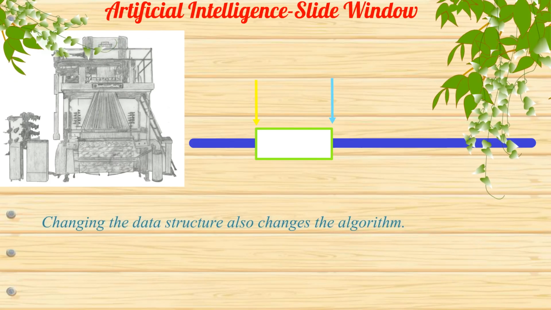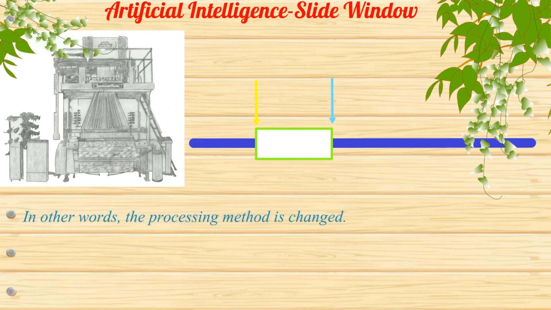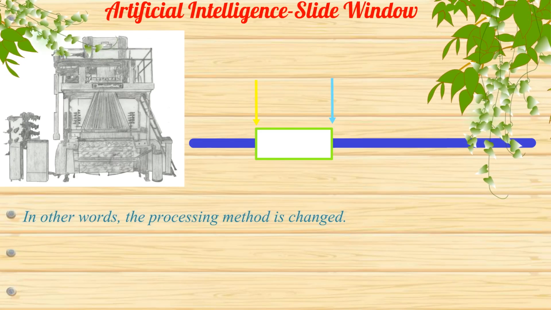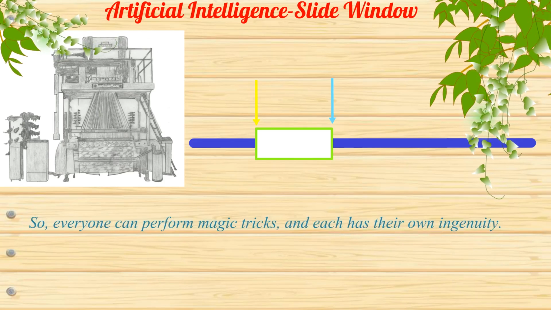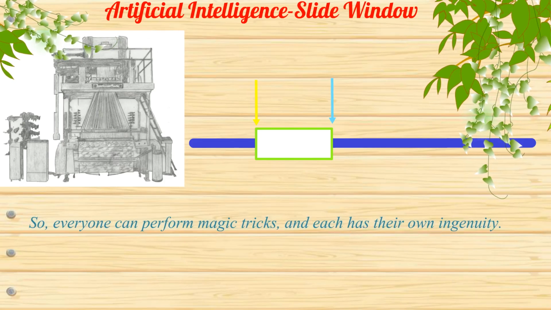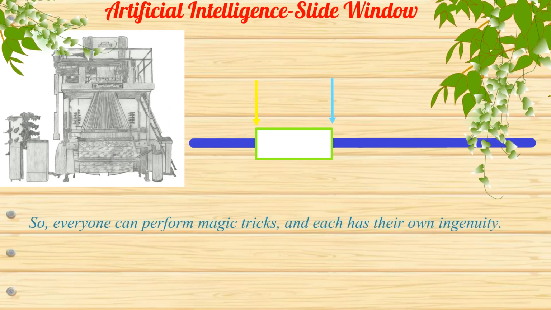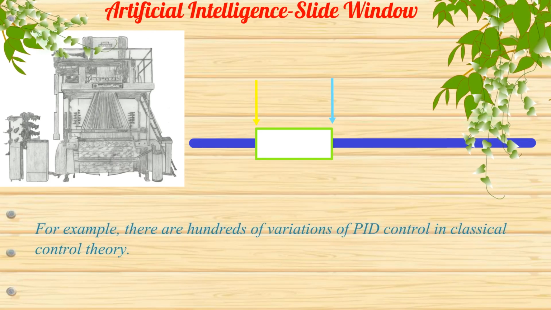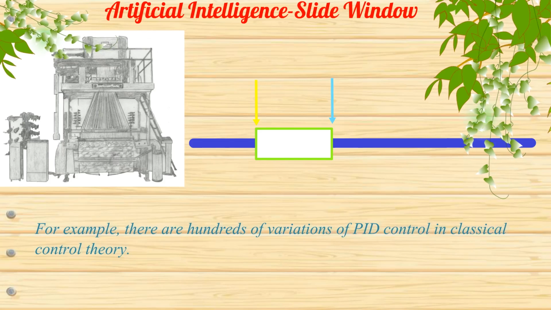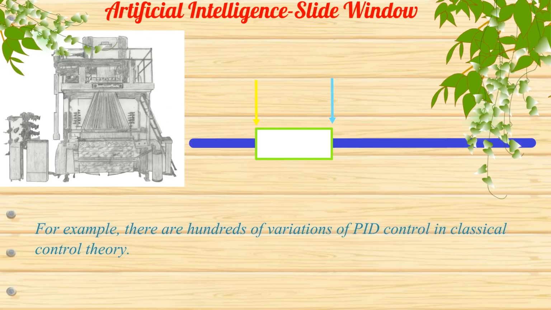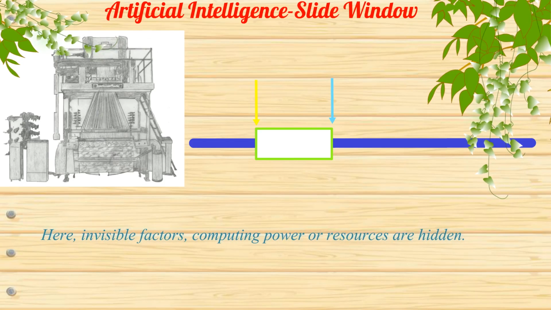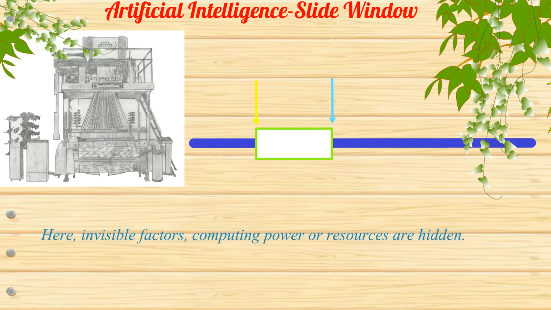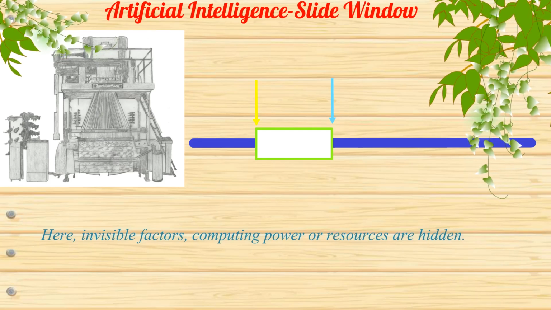Changing the data structure also changes the algorithm. In other words, the processing method is changed. So, everyone can perform magic tricks, and each has their own ingenuity. For example, there are hundreds of variations of PID control in classical control theory. Here, invisible factors, computing power or resources are hidden.